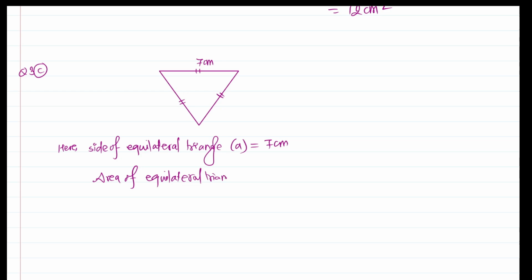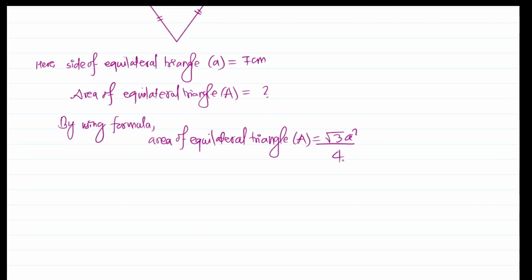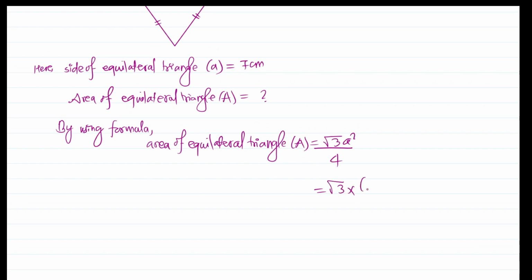Equilateral triangle, capital A is to be calculated. So applying the formula, the area of an equilateral triangle A will be root 3 A squared by 4. So root 3, A squared means 7 squared, whole upon 4. Root 3 times 49 whole upon 4.